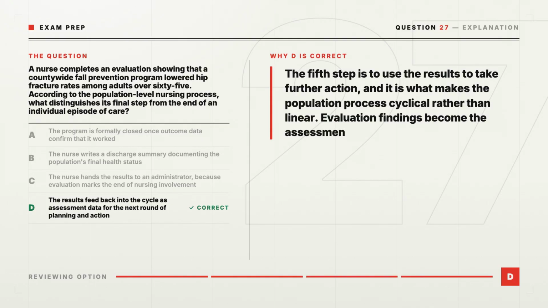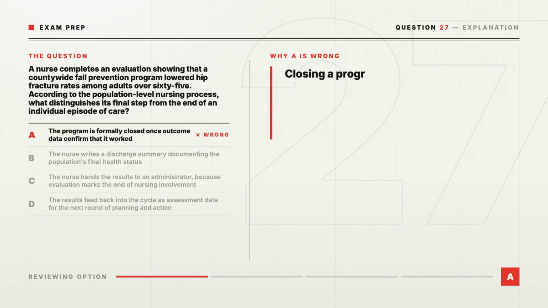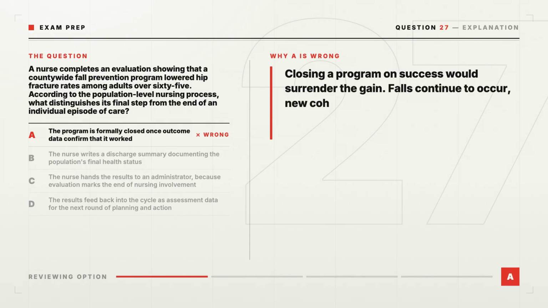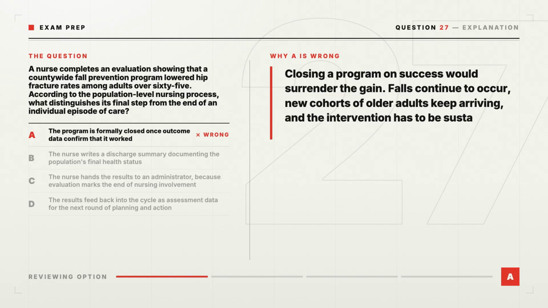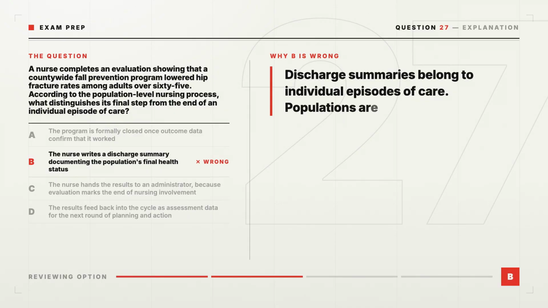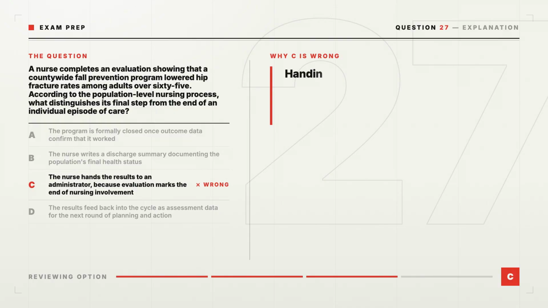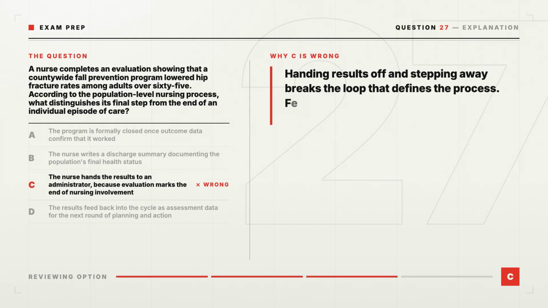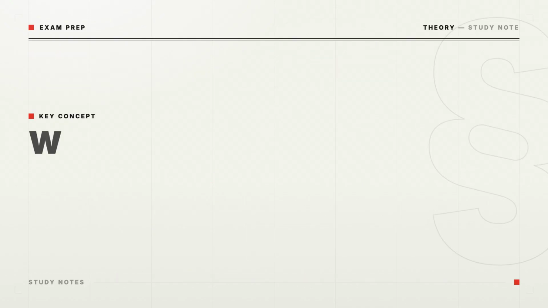Population health is never finished the way a patient's episode of care is. A is wrong because closing a program on success would surrender the gain. Falls continue to occur, new cohorts of older adults keep arriving, and the intervention has to be sustained or redesigned. B is wrong because discharge summaries belong to individual episodes of care. Populations are not discharged. C is wrong because handing results off and stepping away breaks the loop that defines the process. Feeding evaluation back into assessment is the nurse's work, not an administrator's.